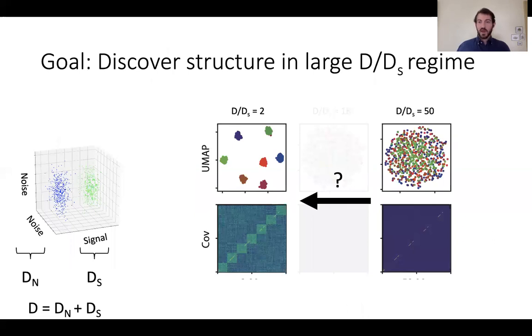Now let's go back to the difficult case of the Gaussian data that I've generated before. This is, again, the most complicated example. I'm going to go into a large d over ds ratio where the data geometry is extremely complicated and see if I can rediscover the structure.